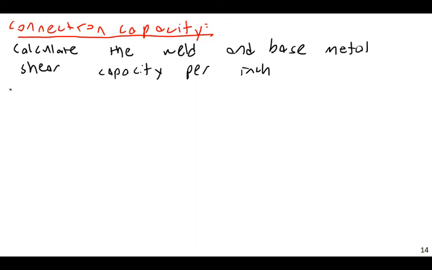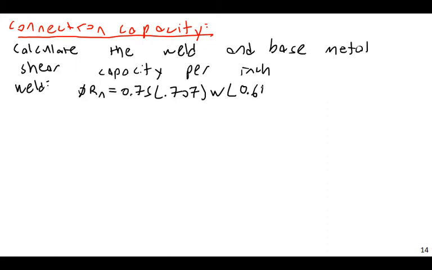And so for the weld, VRN is going to equal 0.75 times 0.707 times W times 0.6 FEXX, the yield strength of the electrode, or the strength of the electrode.